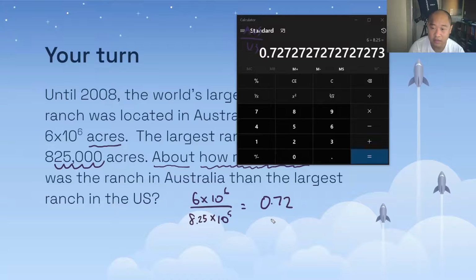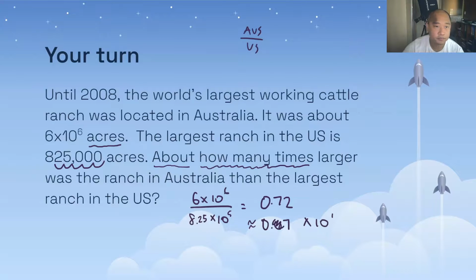0.72 repeating. And so we're just going to say about 0.7 times 10 to the 1. So again, we are going to move this one decimal place over. So that's about 7 times. Remember, this turns into 10 to the 0, which is 1. So about 7 times as large.